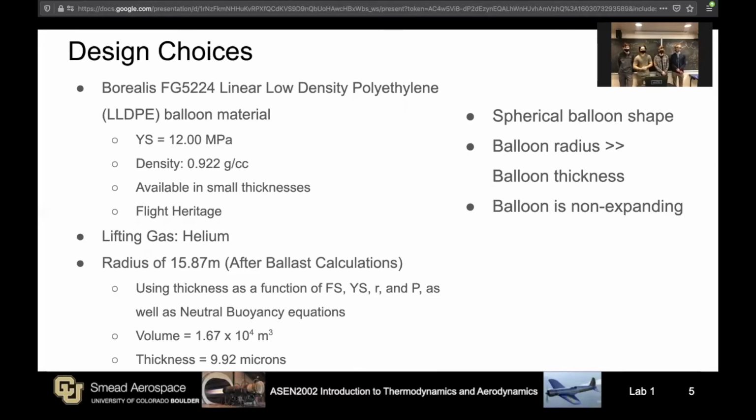For our lifting gas, we have chosen helium, and based on our calculations, we ended up having a radius of 15.87 meters, which is a little bit greater than our initial radius, but we will get to that later on in the presentation. So we got this thickness based on the functions of yield strength, factor of safety, radius, and pressure, as well as utilizing the neutral buoyancy equations. With that radius, we ended up getting a volume of 1.67 times 10 to the 4th meters cubed, as well as a thickness of 9.92 microns. And again, we have a spherical balloon shape. Our radius is much greater than our thickness, as we see, and the balloon is also non-expanding.